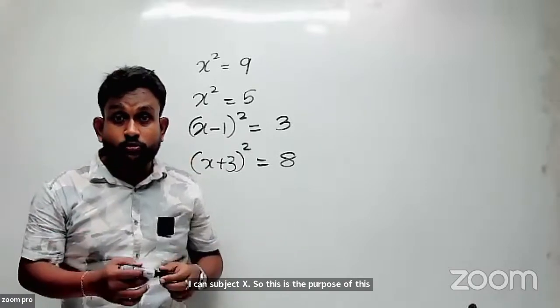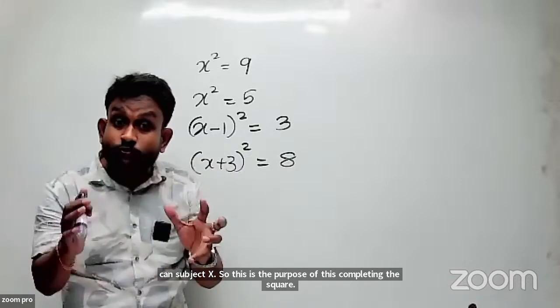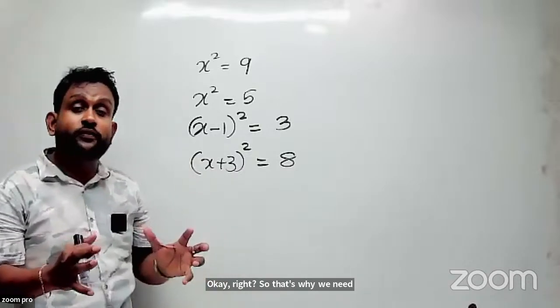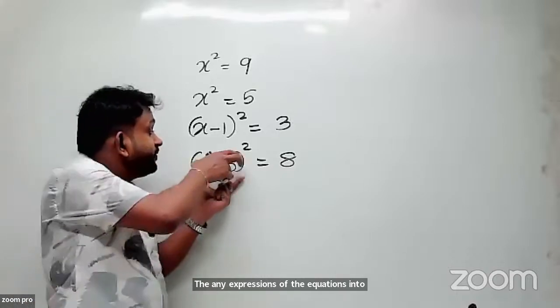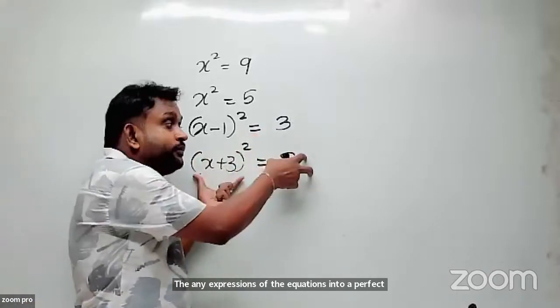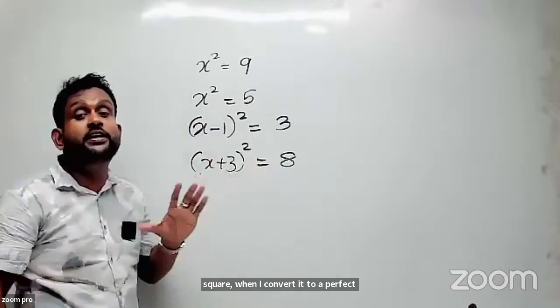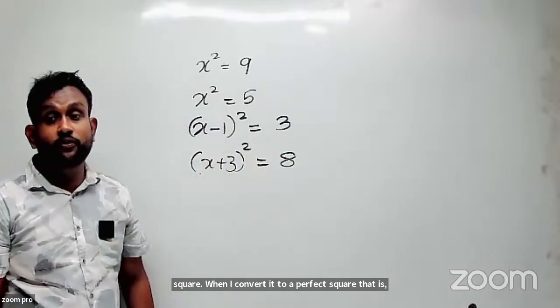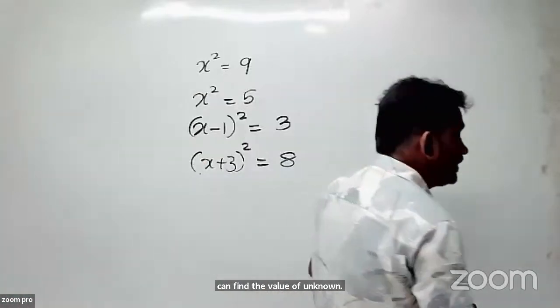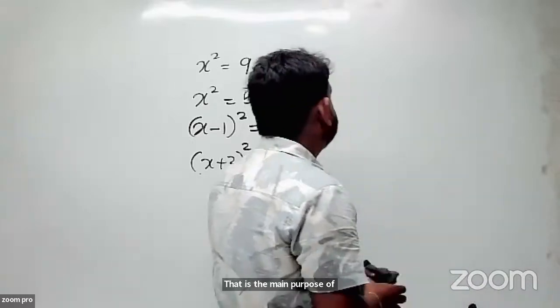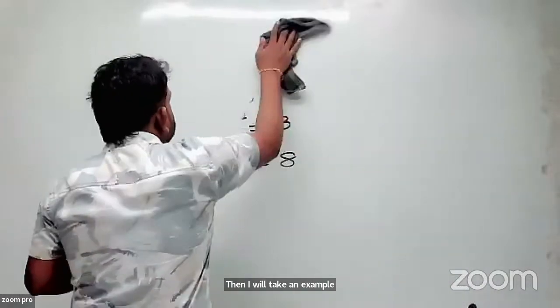Okay, right. So that's why we need to convert any expressions of the equations into a perfect square. When I convert it to a perfect square, that square value is known, then I can find x, then I can find the value of the unknown term. That is the main purpose of this. Okay, then I will take an example equation and I will solve it for you.